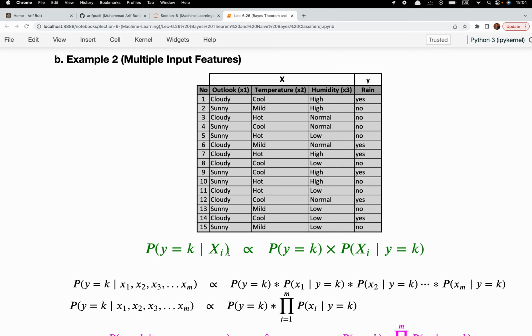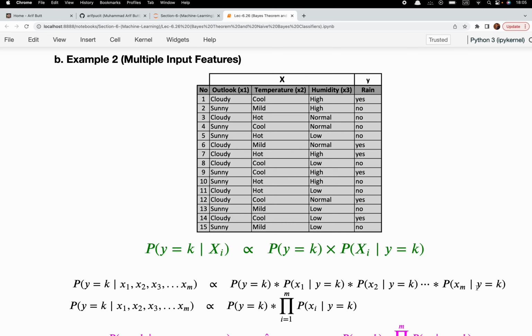As you can see, instead of just x, we have x sub i over here, where i can range from 1 to m, where m is the number of input features, and for this example m equals 3. In the second equation, I have expanded the probability of x sub i given y equals k to probability of x1 given y equals k times probability of x2 given y equals k times, and so on, to probability of xm given y equals k.